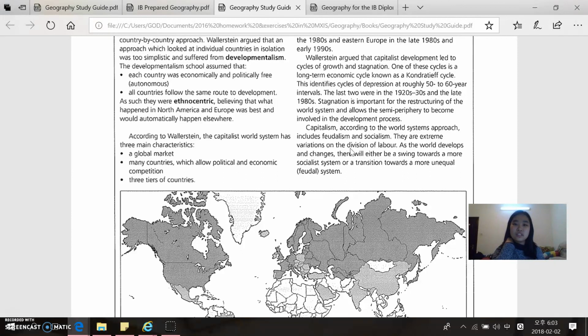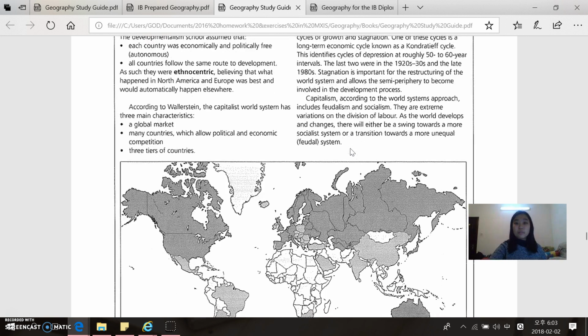Socialism is related to capitalism. It's mainly the mix of capitalism and the control of government. In a free market there is no control of government, but in socialism there is still a slight degree of government control in important matters to regulate the market. And there are extreme variations in the division of labor. As the world develops and changes, there will either be a swing towards a more socialist system or a transition towards a more unequal system.